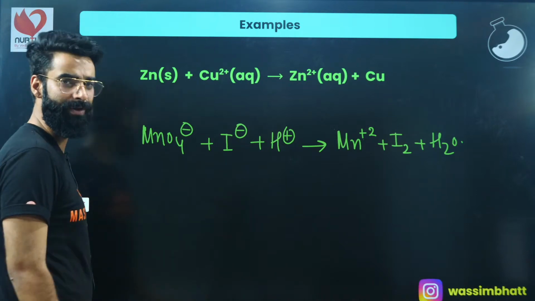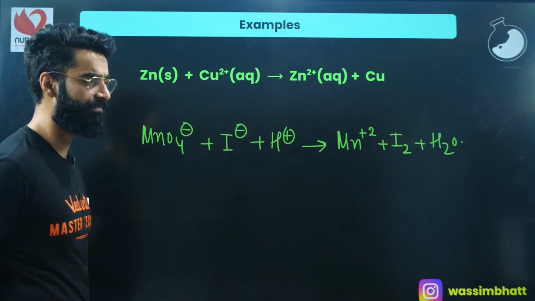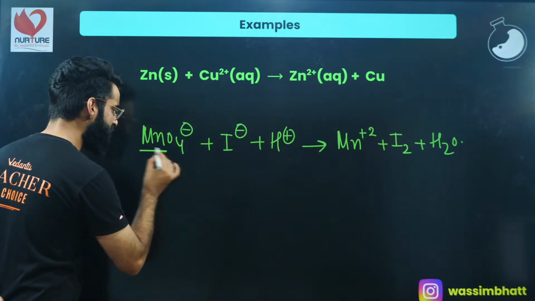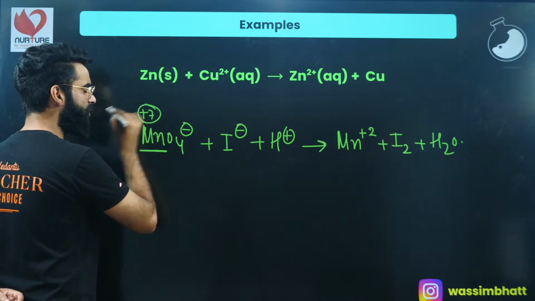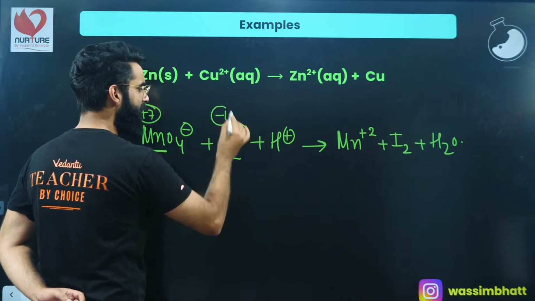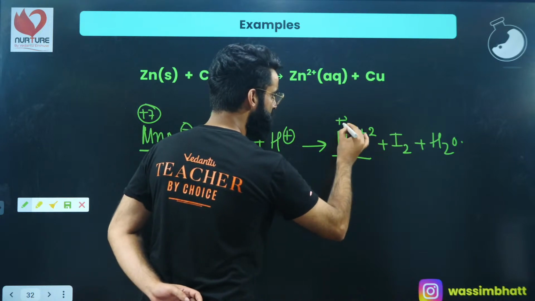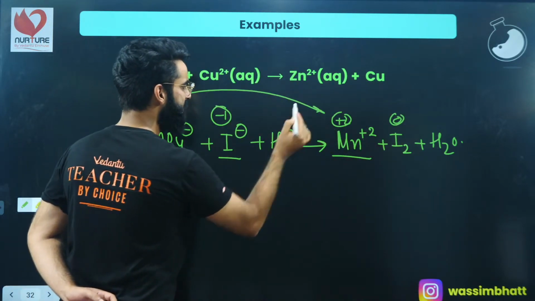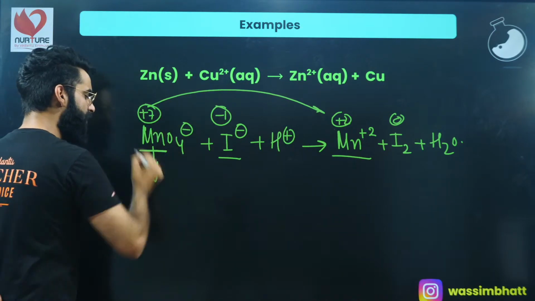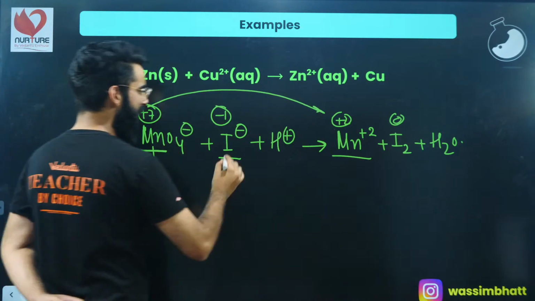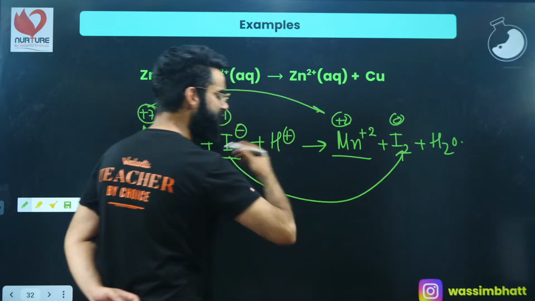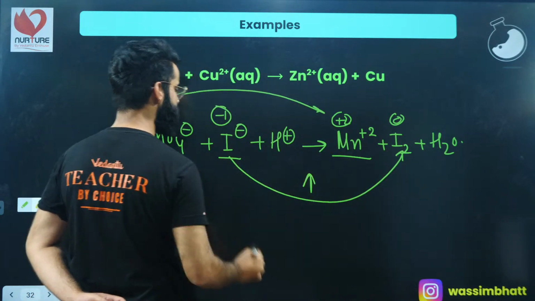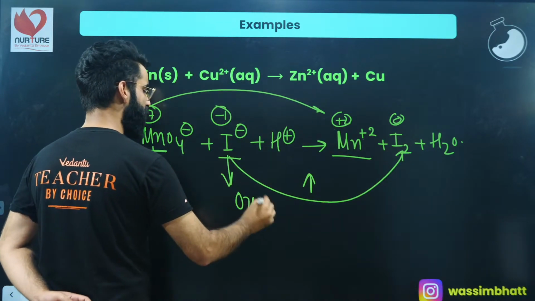First thing, you'll be calculating the oxidation state of every species over here. The oxidation state of manganese over here, you'll calculate to be +7. Iodine is -1, manganese over here is +2, and iodine over here is 0. Now check it out: +7 to +2, a decrease in the oxidation state. That means MnO4 negative is undergoing reduction. I negative, -1 to 0, an increase in the oxidation state. An increase in the oxidation state is what we call oxidation, so this is undergoing oxidation.